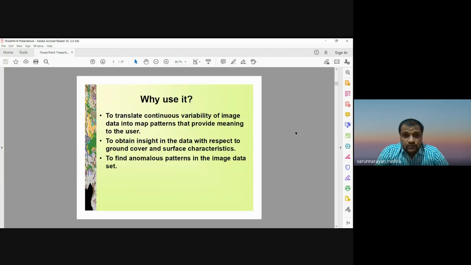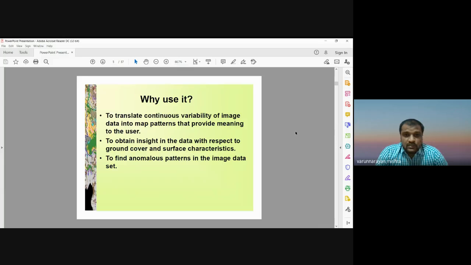So why do we do classification? As already discussed, classification is the categorization of the same kind of pixels. Suppose you are working on urban planning or urban mapping. First you need to know which area is urban area and which area is non-urban area. So for getting the area of the urban class, you need to perform the classification.